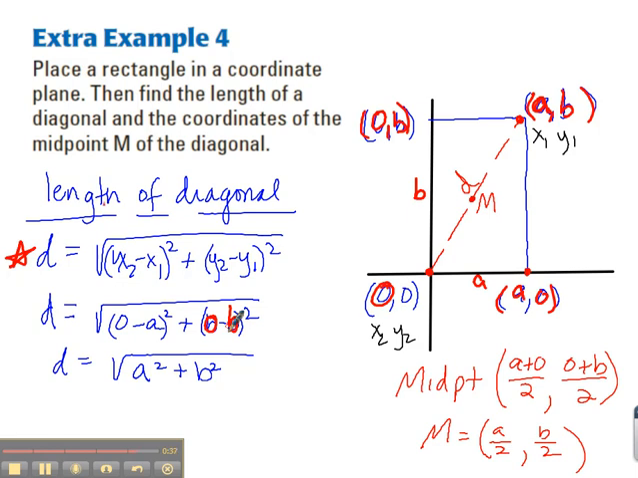Midpoint formula is simply our average of our x values, which is A plus 0, all divided by 2, and the average of the y values, 0 plus B divided by 2, for those 2 corners.